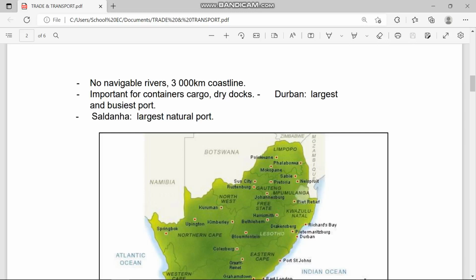Saldanha is the largest natural port. Saldanha is mainly found in Cape Town. Yes, it's a port in Cape Town.